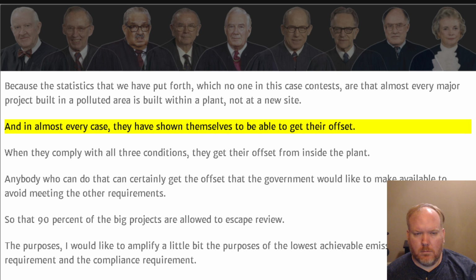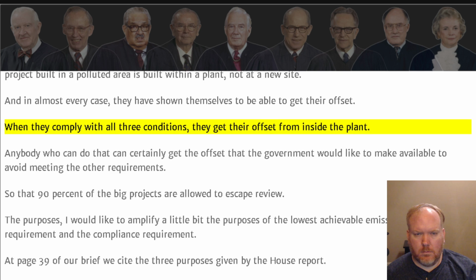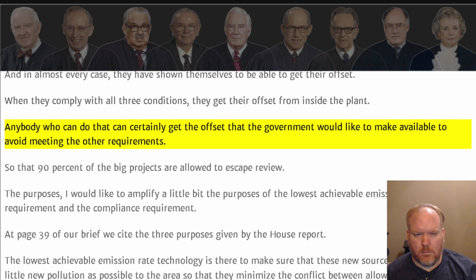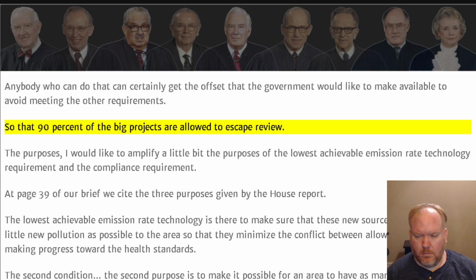And in almost every case, they have shown themselves to be able to get their offset. When they comply with all three conditions, they get their offset from inside the plant. Anybody who can do that can certainly get the offset that the government would like to make available to avoid meeting the other requirements. So 90% of the big projects are allowed to escape review.